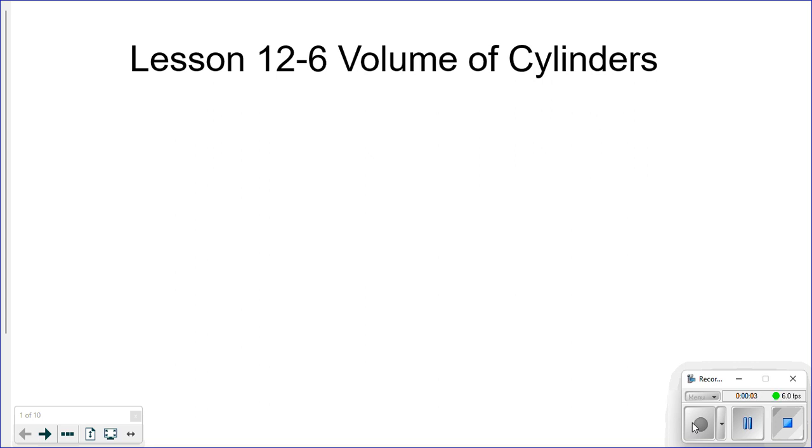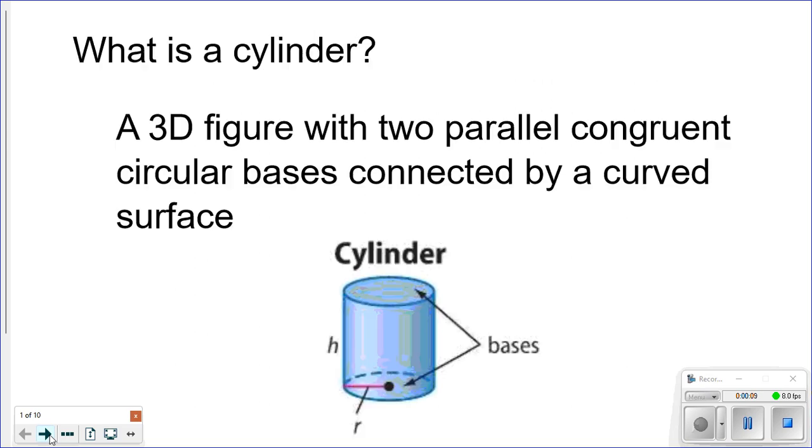Today's lesson is 12.6, volume of cylinders. The first thing I want to talk about is what a cylinder is. A cylinder is a 3D figure that has two parallel bases, and those bases are circles, and they're connected by a curved surface. A pop can would be a cylinder, a Pringles can would be a cylinder. By the curved surface, we mean the round part that connects those two circular bases. It's kind of hard to think of it as a curved surface, but it is.